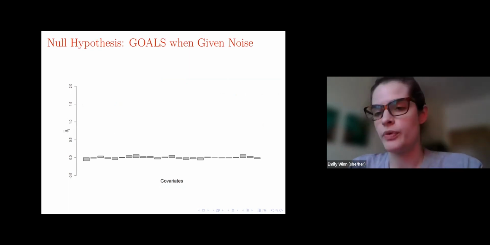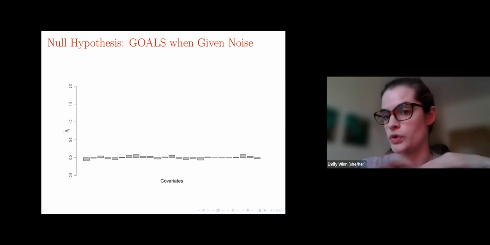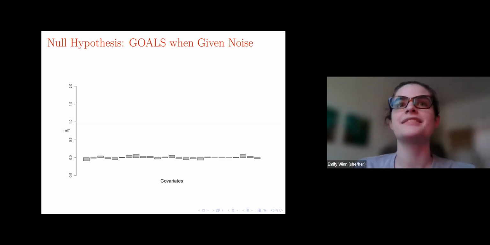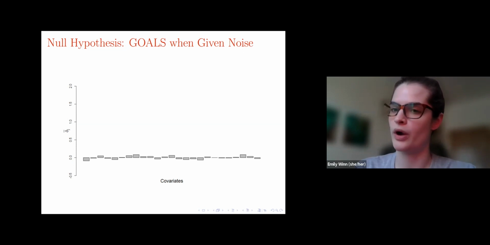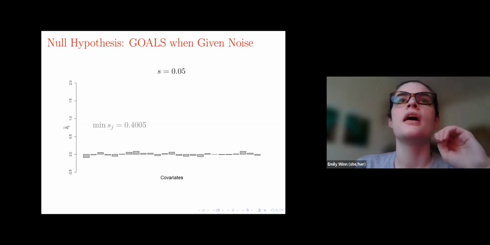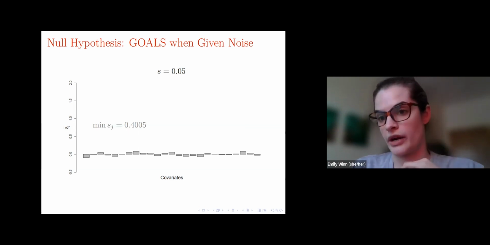Just as a sanity check, we also do the null hypothesis. So what happens when the model is just given pure noise or nonsense data? We see here that, again, the delta J's are all hovering around 0, which is good. That's what we want if we just give it noise, or none of the variables have any effect. And again, the minimum SJ value here is 0.4, so none of these are significant, and that's what we wanted to check with our method.